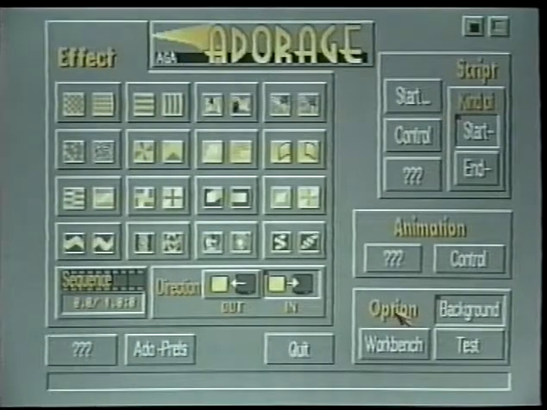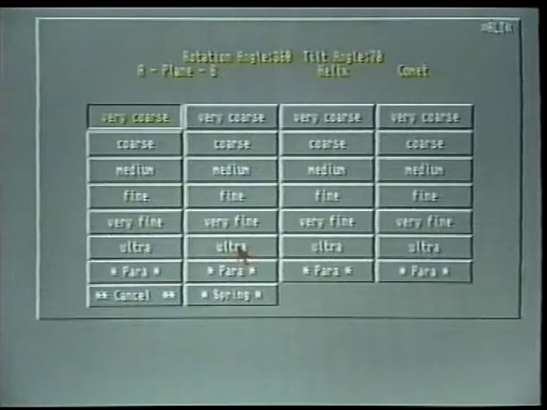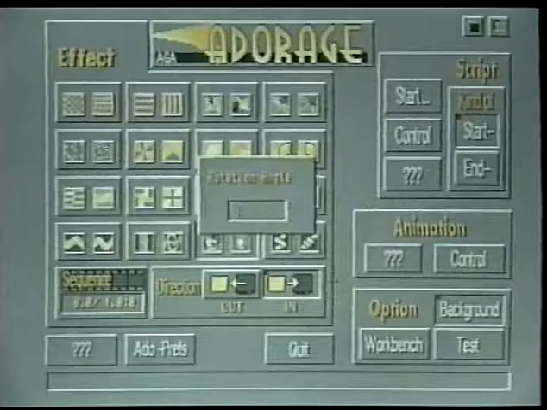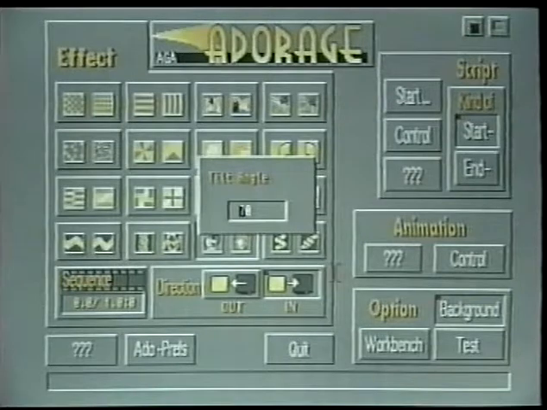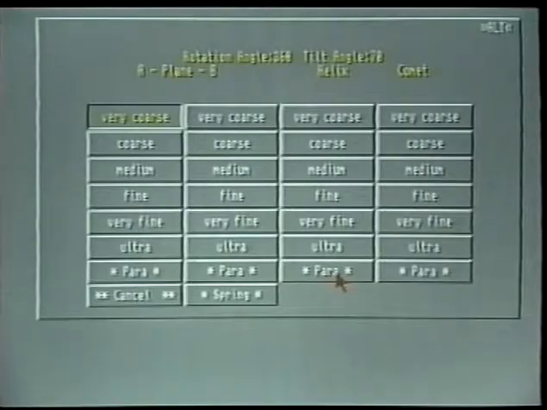Now I'll add the next element of the animation. I'll choose the wobble effect, and in the helix column set the parameters. The rotation angle 360, the tilt angle 70, the extension 200, the diminution 20, and depth 0. Now I'll select Fine Rendition.